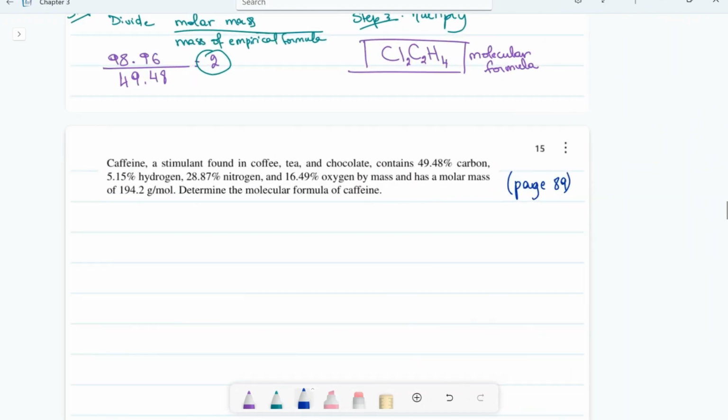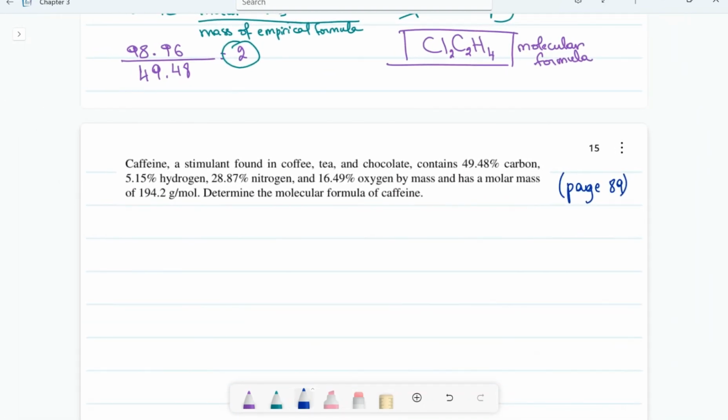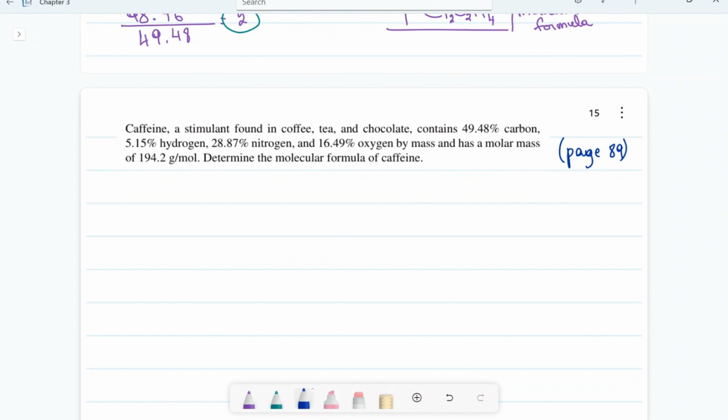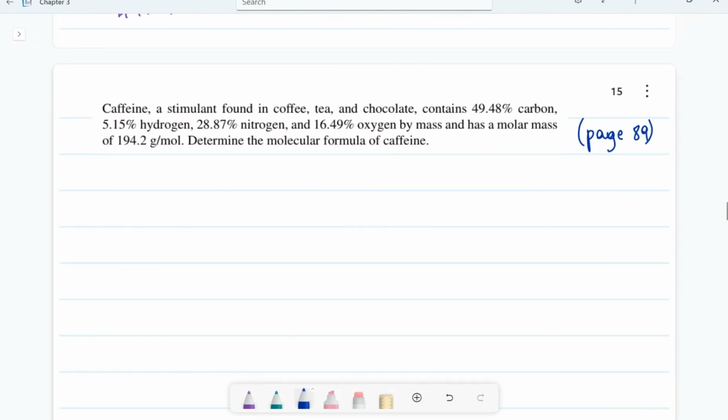Again, feel free to pause the video if you would like to try it on your own. If not, I will be solving it right now. So, caffeine, a stimulant found in coffee, tea, and chocolate, contains 49.48% carbon, 5.15% hydrogen, 28.87% nitrogen, and 16.49% oxygen by mass, and has a molar mass of 194.2 grams per mole. Determine the molecular formula of caffeine.